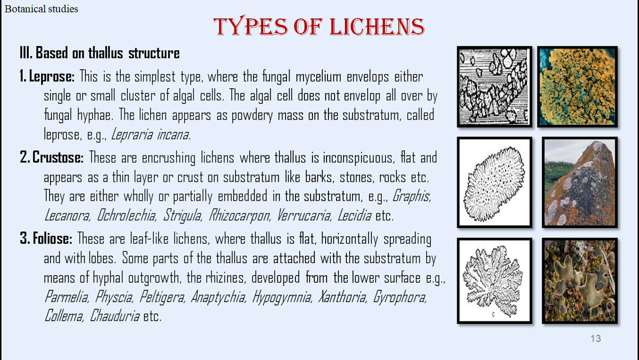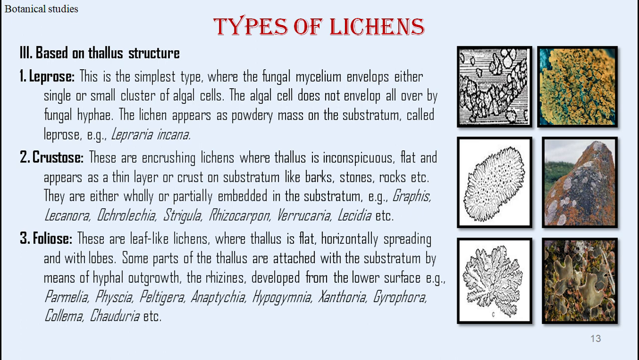Crustose lichen. These are encrusting lichens where thallus is inconspicuous, flat, and appears as a thin layer or crust on substratum like barks, stones, rocks, etc. They are either wholly or partially embedded in the substratum. For example, Graphis, Lecanora, Ochrolechia, Strigula, Rhizocarpon, Verrucaria, Lecidea, etc.